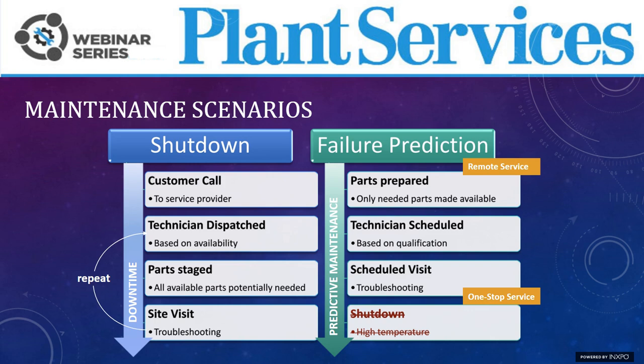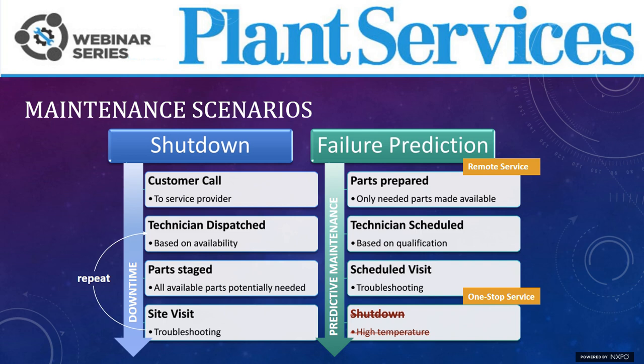Now let's take a look at the maintenance scenario here. We have two. The one is very well known, a shutdown scenario, and the other one, a failure prediction. In the shutdown scenario, parts have to be shipped and stored, and a technician has to be scheduled. Now all this costs downtime.